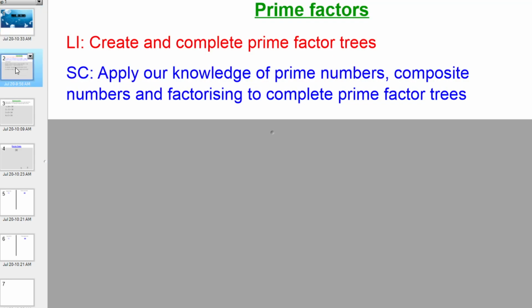Okay, so let's have a look at our learning intention and success criteria first. Today we're going to create and complete prime factor trees, and your success criteria is you're going to apply your knowledge of prime numbers, composite numbers, and factorizing to complete prime factor trees. All three things are important and necessary. You would have revised prime numbers and composite numbers in your previous lesson, but nevertheless, we'll recap them very quickly for those who need that refresher.